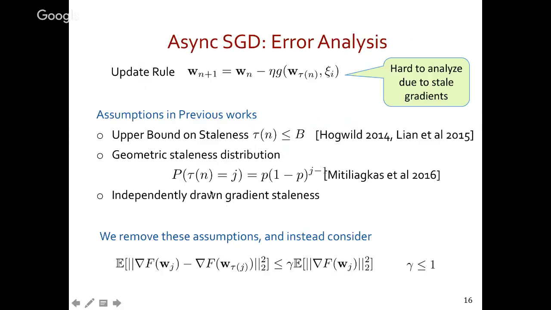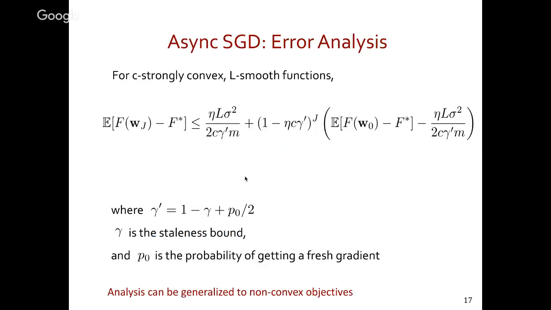And we do not assume independently drawn staleness or a specific geometric staleness distribution. Now, with this assumption, we can get the following convergence result or upper bound on the error. So this is similar to what we saw before for synchronous SGD, but some terms are different. So let's try to tease out and focus on those terms and see how they compare with synchronous SGD.